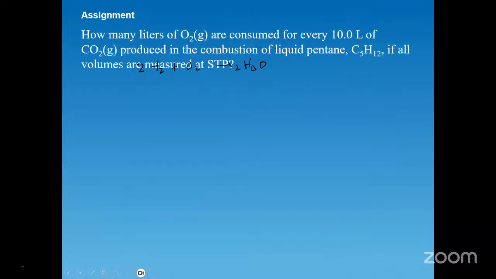Okay, so based on what we have just learned, let's see if we can do this particular example. How many liters of oxygen are consumed for every 10.0 liters of carbon dioxide produced in the combustion of liquid pentane if all the volumes are measured at STP? So, what do you think would be the very first step you would take in order to answer this question? The very first thing you need to do before you do anything else.